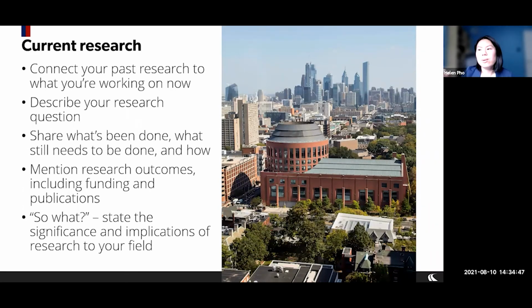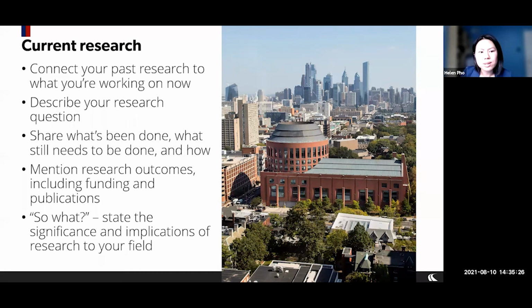So moving on from your past research to the current research, I think it's really important to be able to connect your past research to what you're working on now. So having a good transition sentence as you transition between paragraphs, making sure that there is a clear thread, a common thread between what you studied and what you're doing now. Making sure that that's evident at the beginning of this current research section is important, and then use that as a way to segue into the research question that you're working on now.